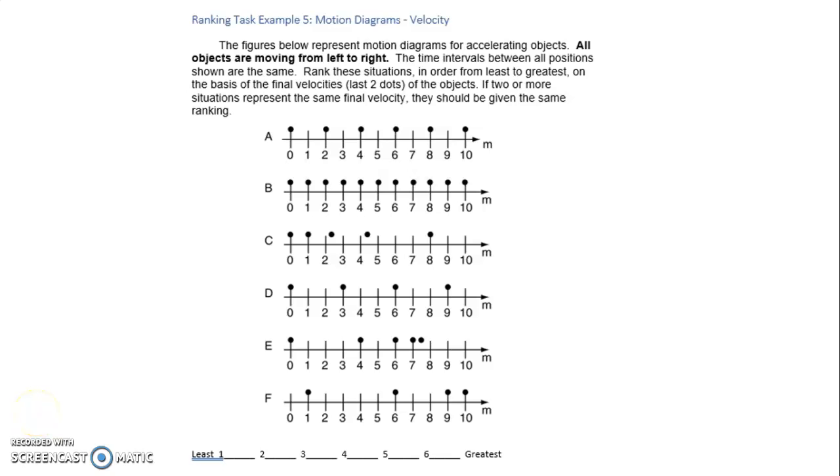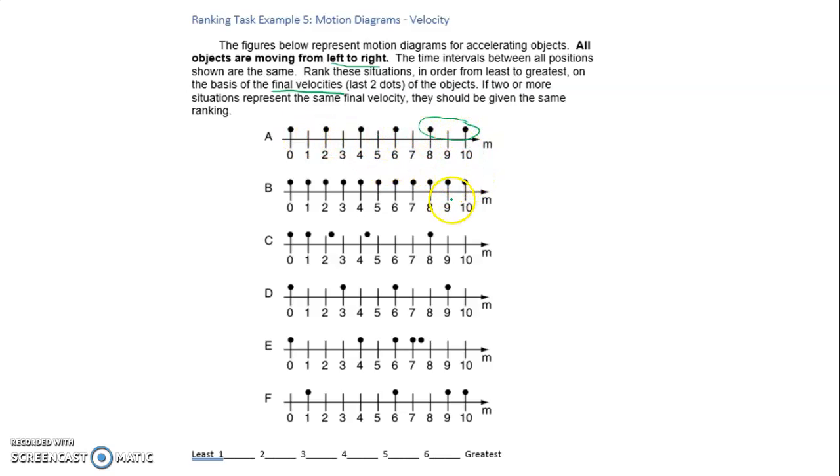Okay, in this ranking task, we're going to be looking at velocity. Specifically, we're asked to rank these on the basis of the final velocity. So we're assuming all of these are moving from left to right. In fact, we're told that. They're all moving from left to right. And so we really just need to look at the last two dots for each motion.